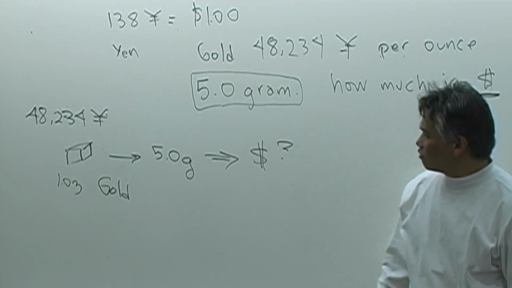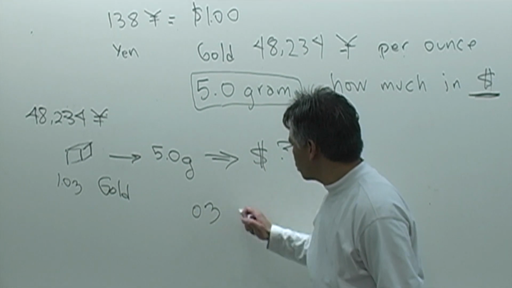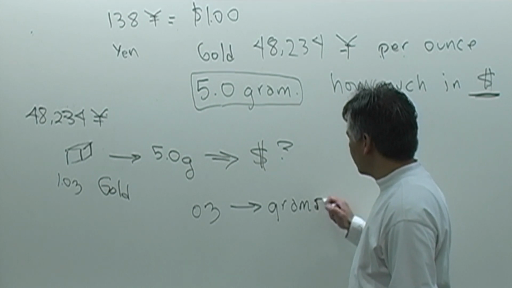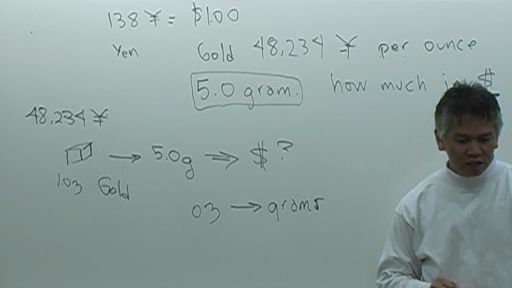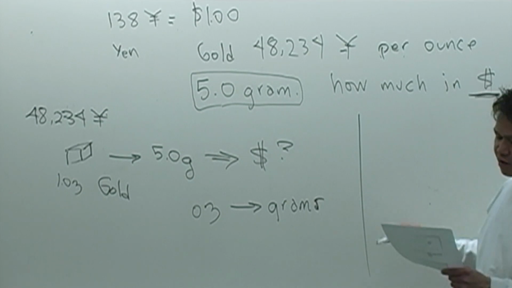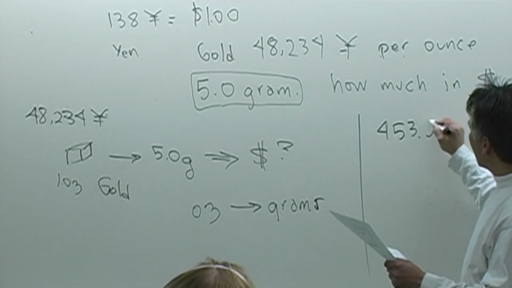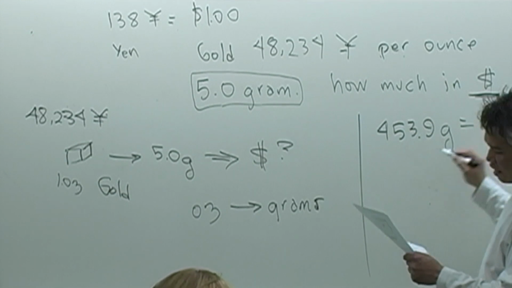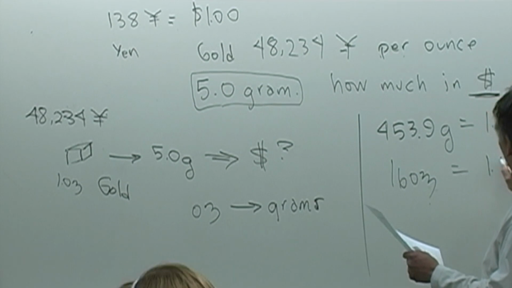We also need to convert ounce to grams. We need that conversion factor because it's not readily available. So this will require you to use the following information. There are 453.9 grams in 1 pound, and there are 16 ounces in 1 pound.